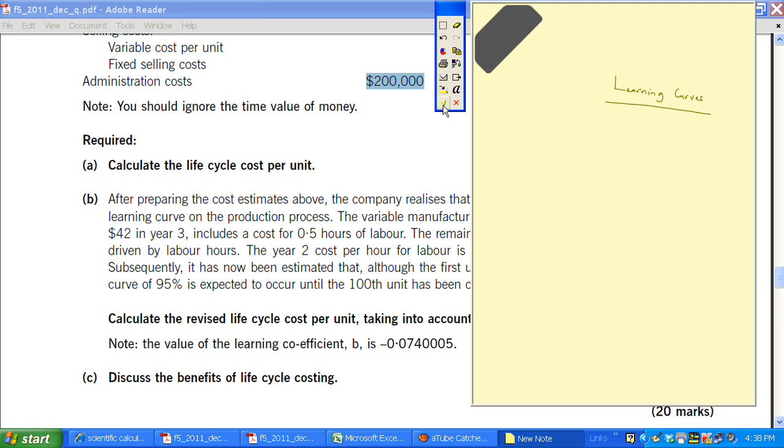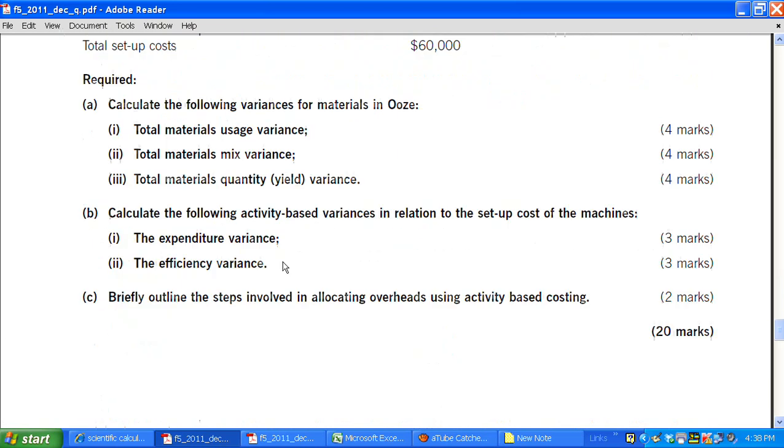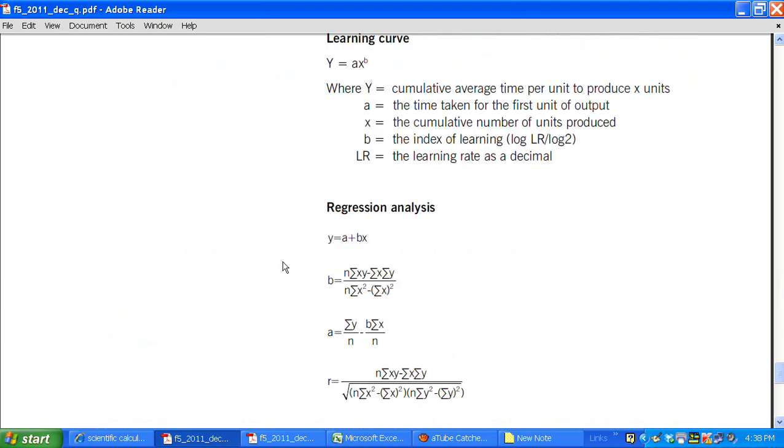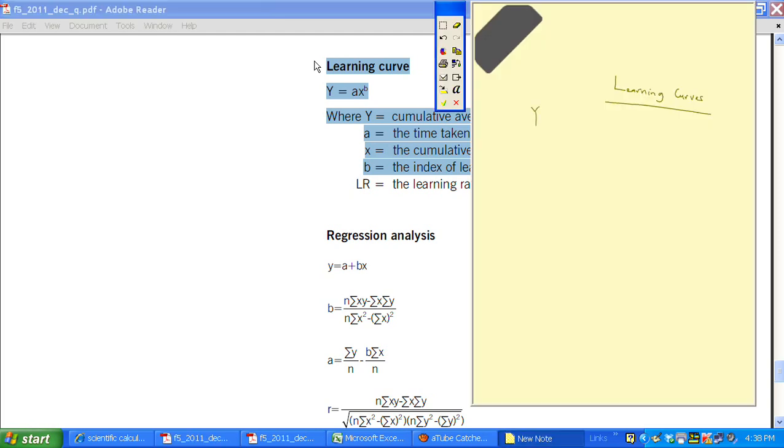So some basic theory. If you look at your exam questions, at the end there's something called a formula sheet. I hope you can see it right here, where y is equal to ax to the power b. That's what they call the learning curve. So basically, we can represent this equation like this.